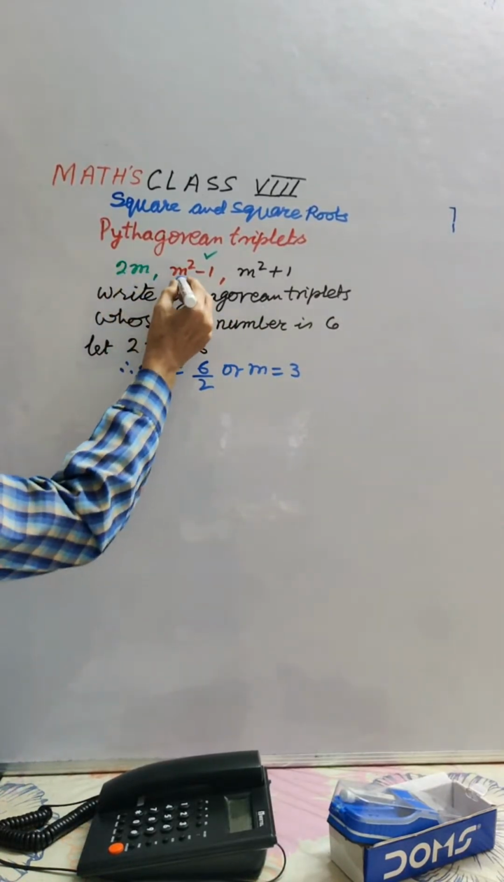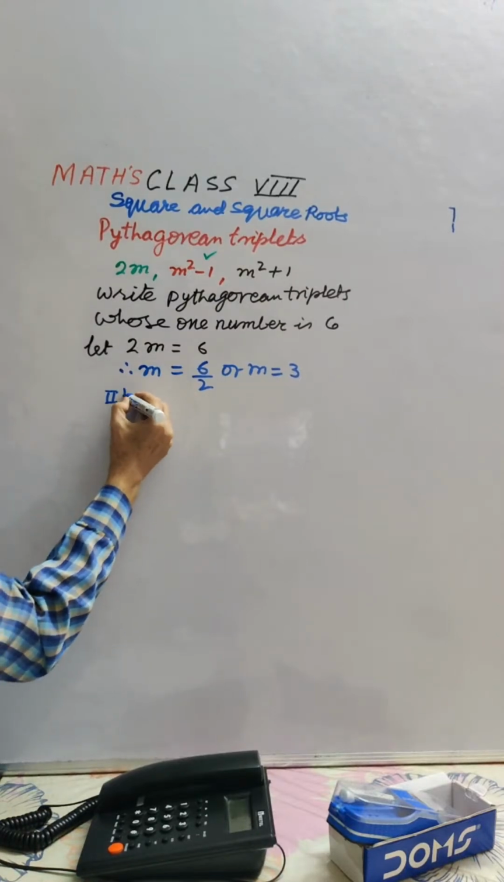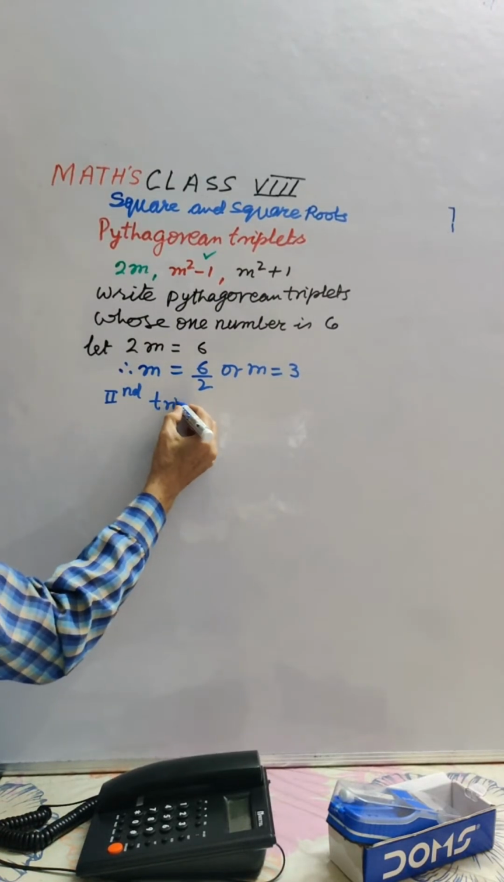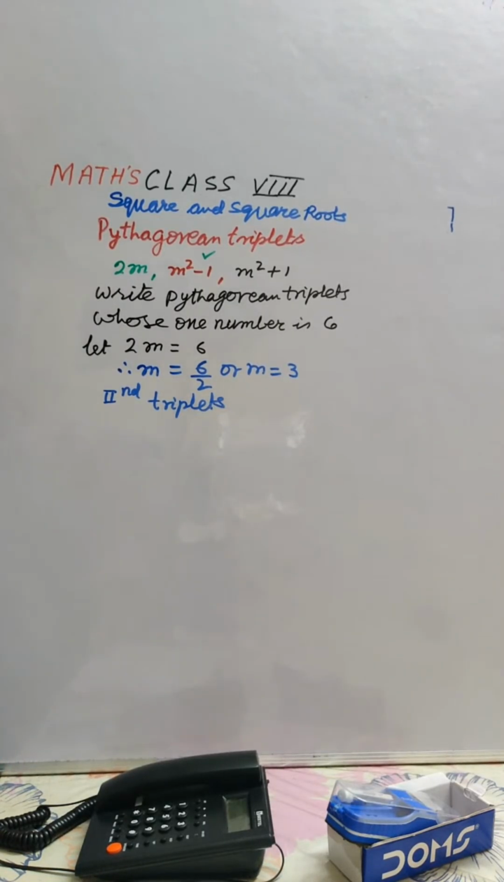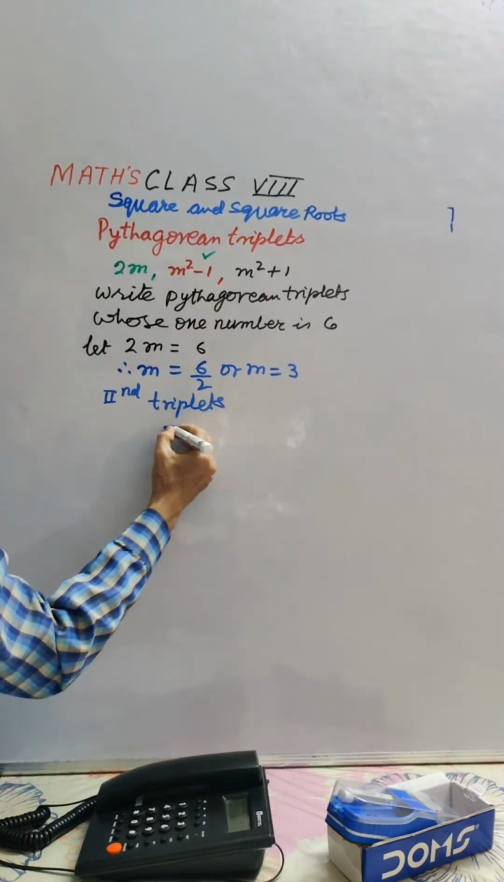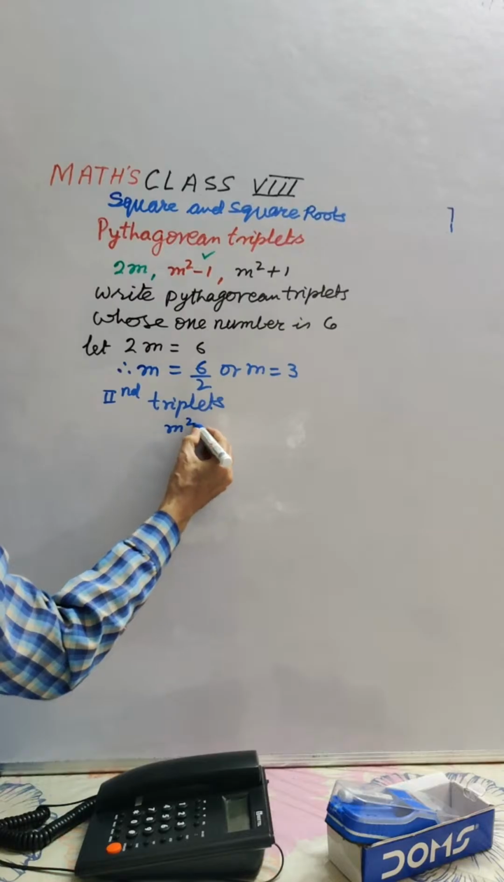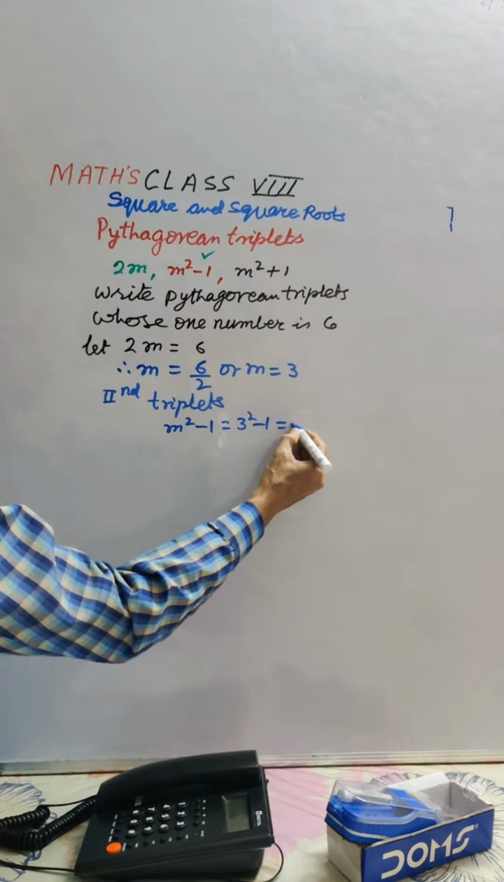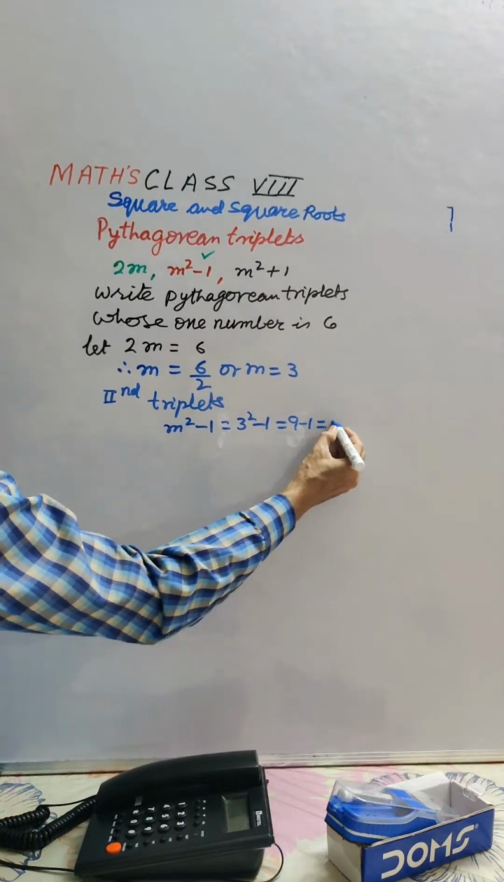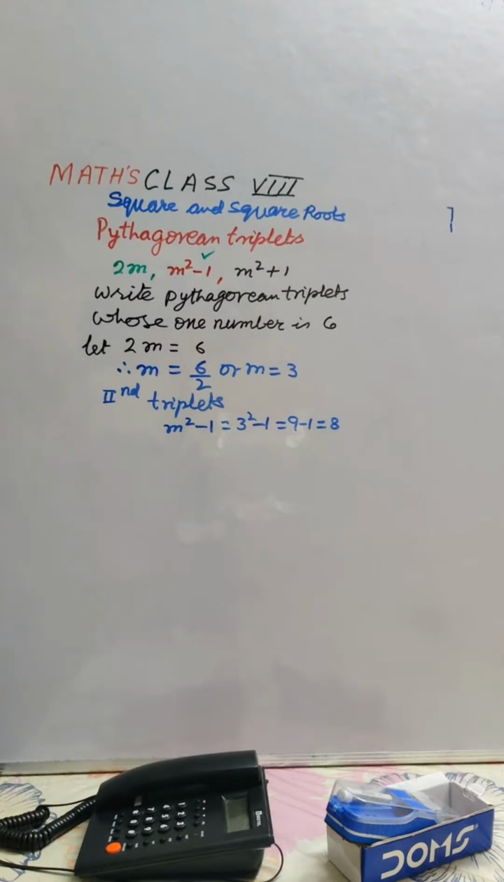So m is 3. Triplets mean three numbers in which the square of one number is equal to the sum of the squares of the other two numbers. Those are called Pythagorean triplets. Now, second triplet will be m square minus 1. M is 3, so 3 square minus 1, 3 threes are 9 minus 1, that is 8. Second triplet will be 8.